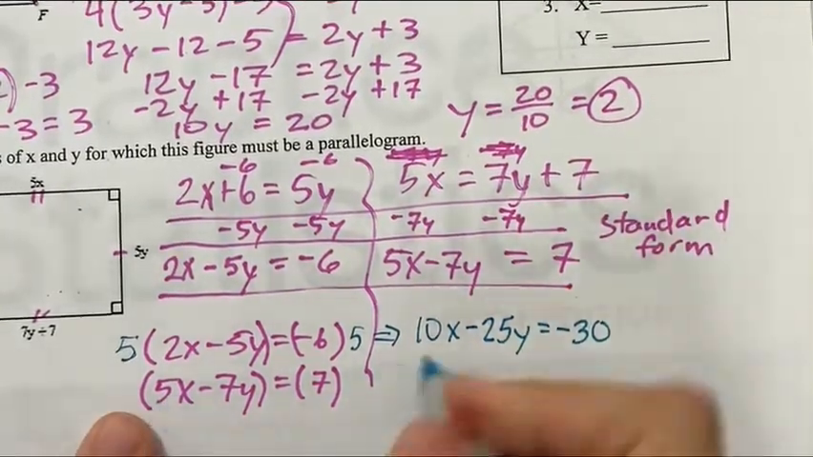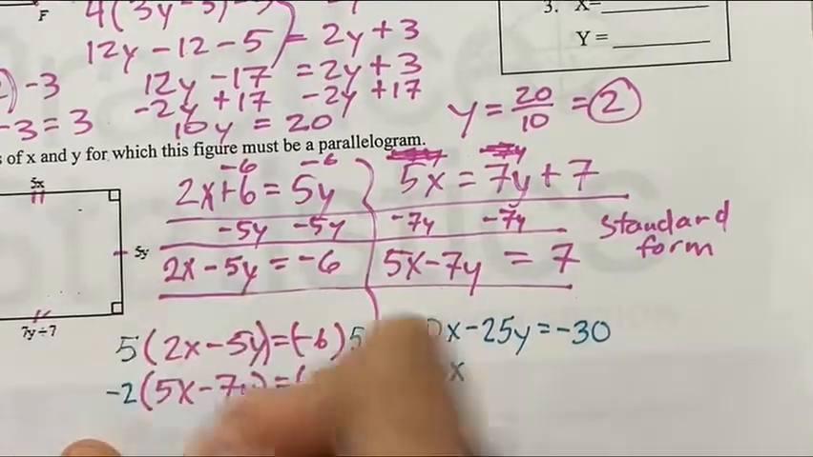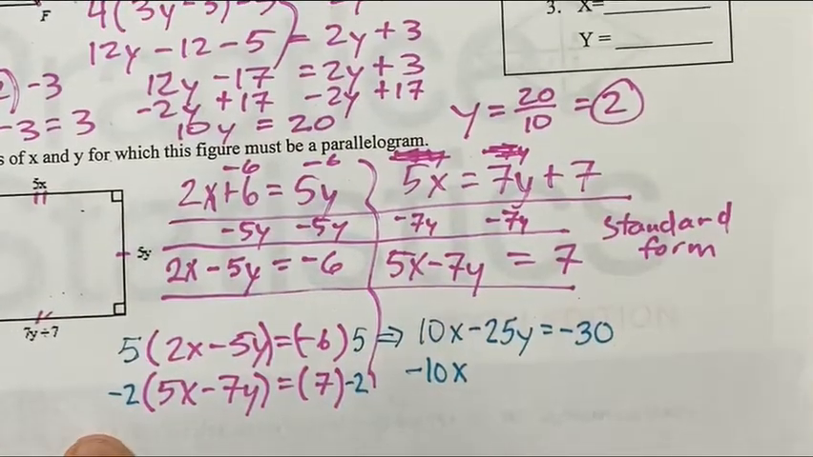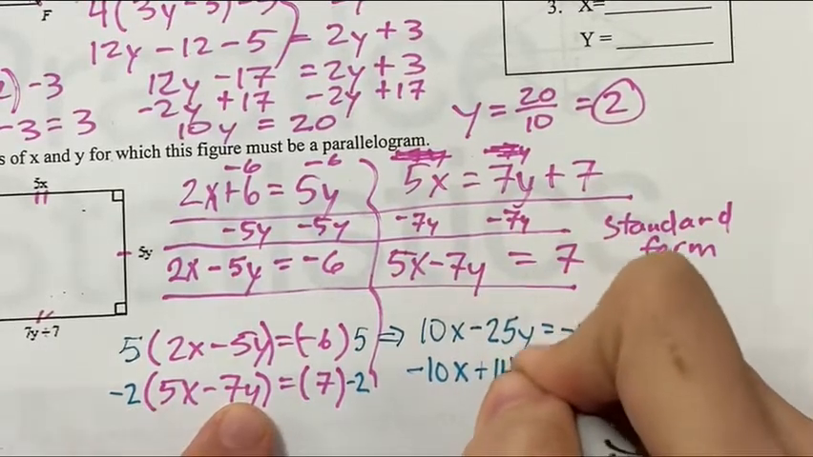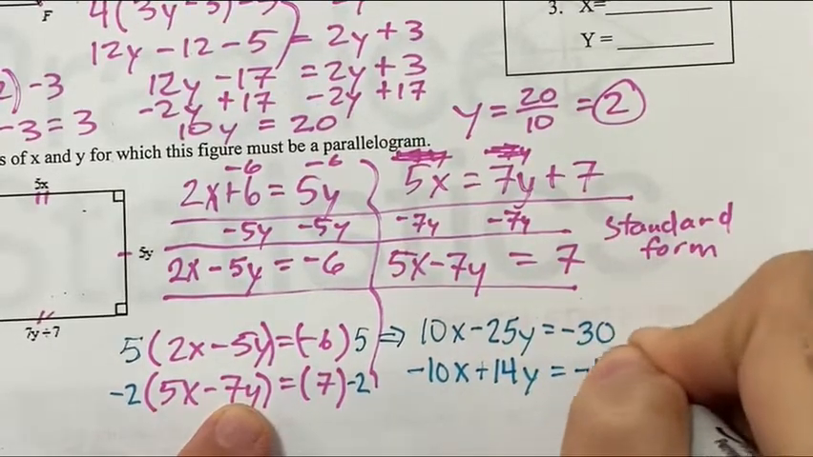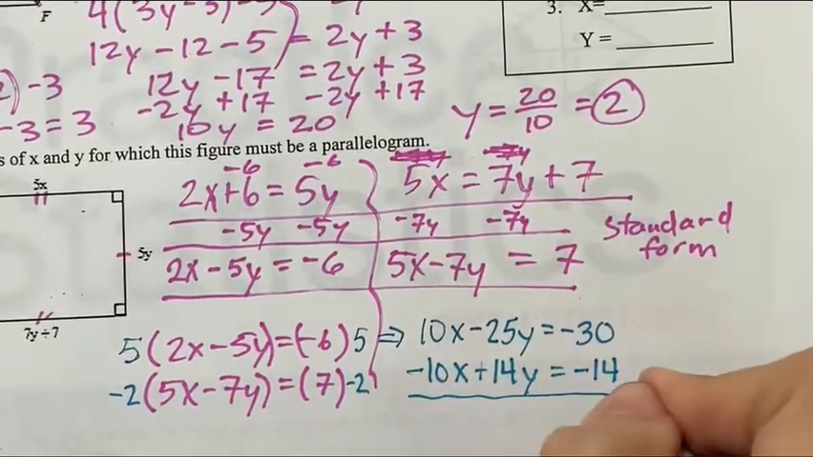And now I want to be able to cancel. I want this to be negative 10x. So I'm going to multiply everything on the left and everything on the right by negative 2. So I get negative 2x positive 14y equals negative 14. And now see that this cancels vertically. So this worked out great.